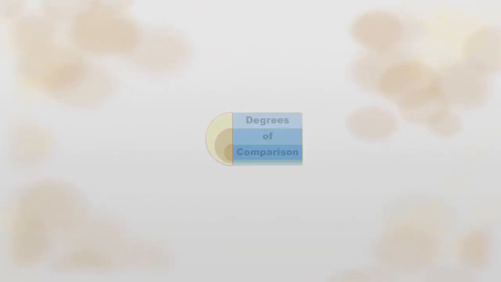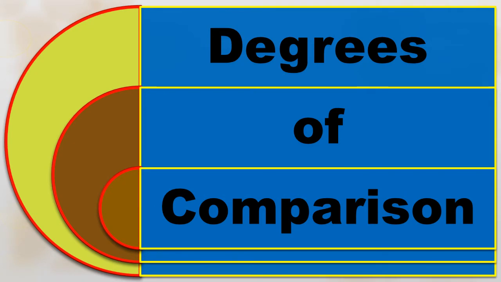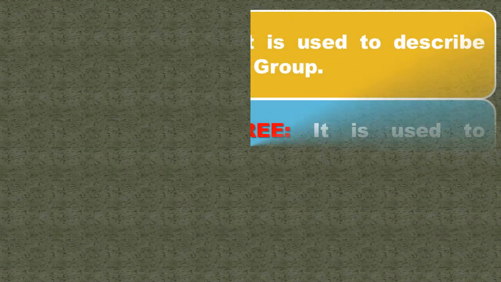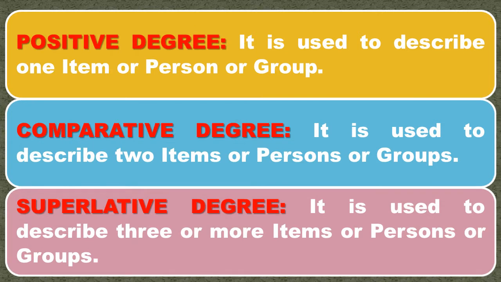The topic that we are supposed to discuss today through this video is degrees of comparison. The topic degrees of comparison is not a new topic for you. You already know that most adjectives have three different forms to show degrees of comparison: the positive degree, the comparative degree, and the superlative degree.